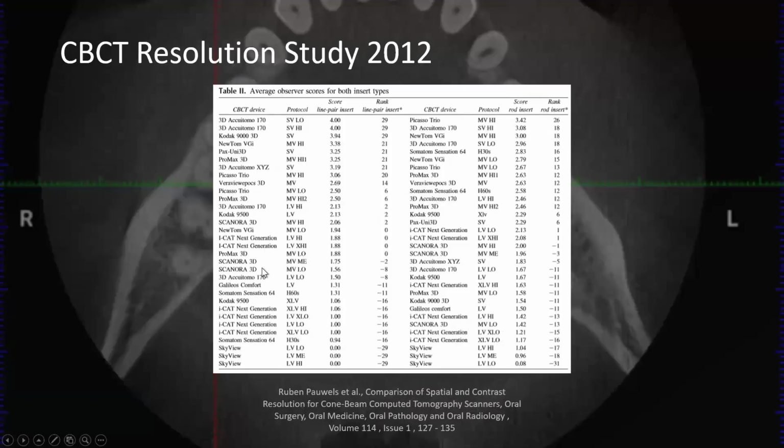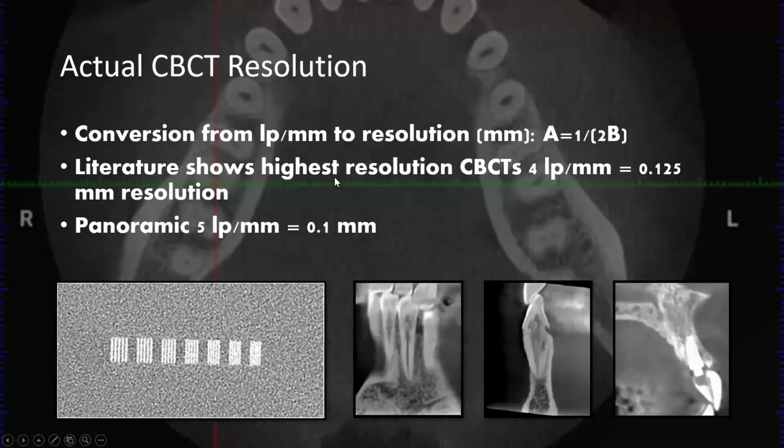But what they found is the highest that they got was about 4 line pair per millimeter, and that was with this machine. So everyone was excited about that machine earlier on. Some of these have likely caught up since then. But if 4 line pair per millimeter was the highest resolution we could get, remember this 1 over 2b formula? Converting from either resolution to line pair per millimeter or back, it's the same formula. And so that means 1 over 2b, if it was 4, 1 over 8 is 0.125 was the highest resolution you could possibly see, which is not bad.